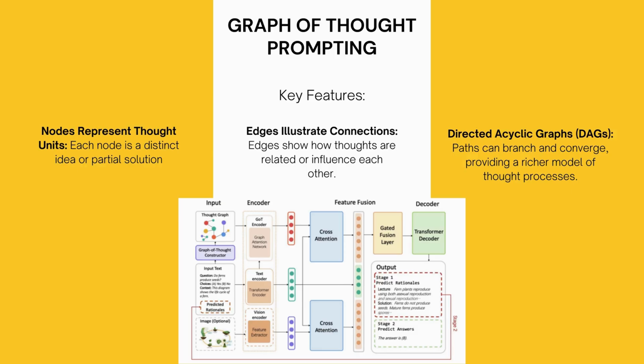Key features. Nodes represent thought units. Each node is a distinct idea or partial solution. Edges illustrate connections. Edges show how thoughts are related or influence each other. Directed acyclic graphs, DAGs: paths can branch and converge, providing a richer model of thought processes.